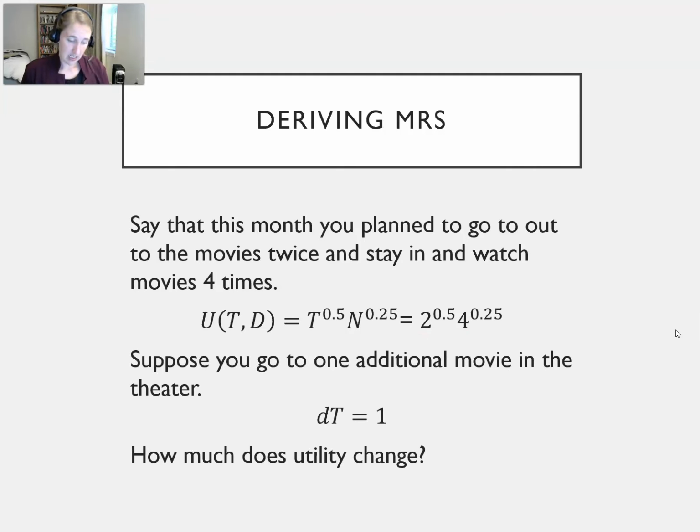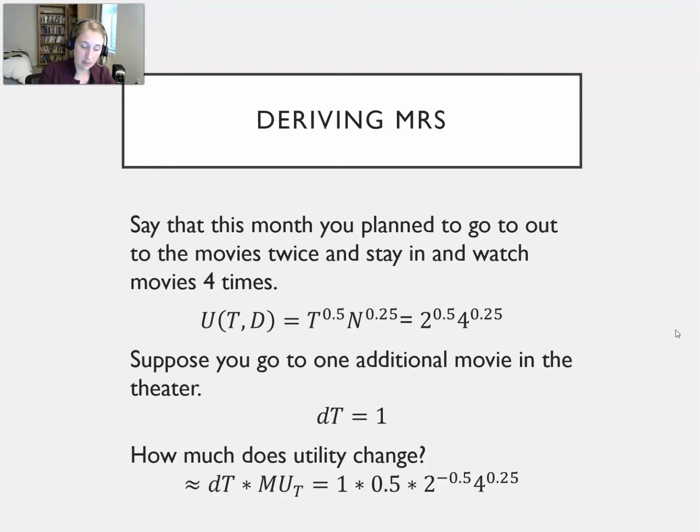That's cool. But now, suppose that a friend invited you to go out for an additional movie in the theater, right? So the change in the number of movies that you see in the theater would be 1, because you would go out to see 1 additional movie. How would that change your utility? Here's where we can use the concept of marginal utility, because marginal utility, remember, just tells you how much utility increases when you increase the variable by 1 unit.